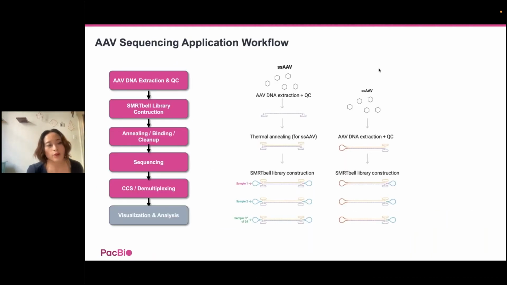This is what the workflow looks like. We begin with AAV DNA extraction and QC. Now, with the single-strand AAV, recall that in order to make a SMRTbell library, you actually need double-stranded DNA. So for single-strand AAV, one of the methods that we're recommending in this protocol is to use thermoannealing, but as many of you might be familiar, there are other ways to create that second strand. And in fact, Don's going to talk about one of the other ways to create that second strand.